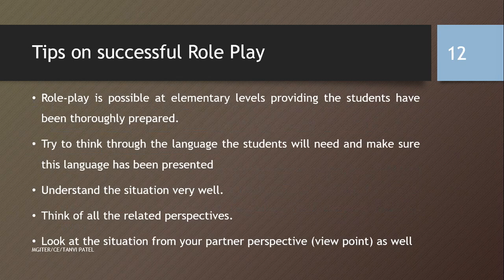Tips on successful role play. Role play is possible at elementary level, provided the students have been thoroughly prepared. Try to think through the language the students will need and make sure this language has been presented. Understand the situation very well. Think of all the related perspectives. Look at the situation from your partner's perspective, which means another viewpoint as well.